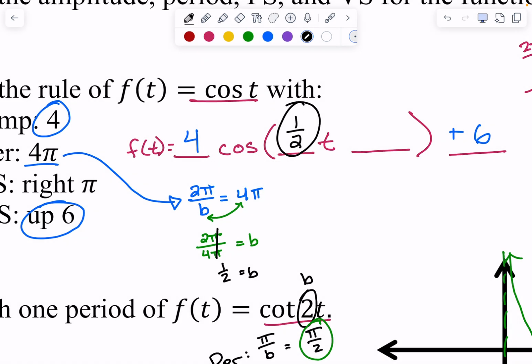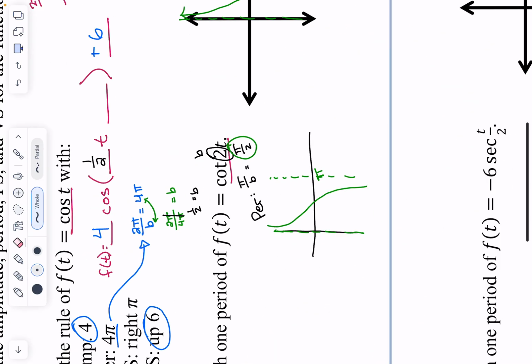Woo! We're gonna run out of that before the last problem.